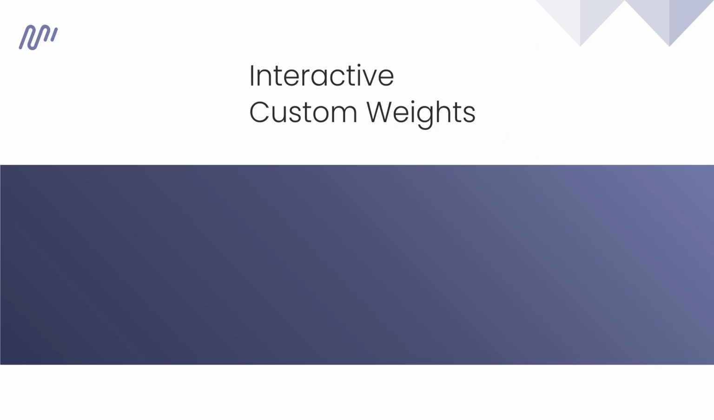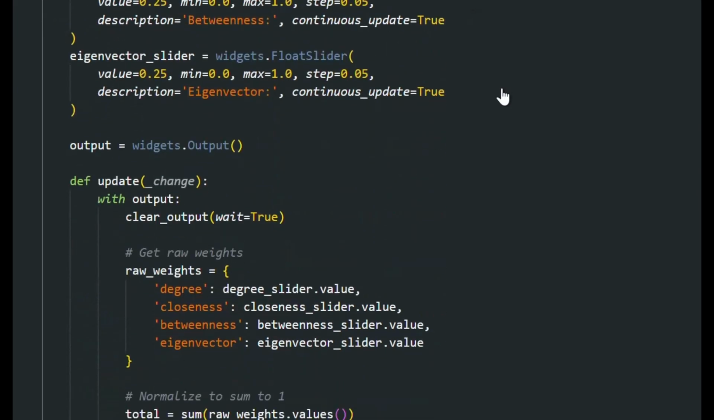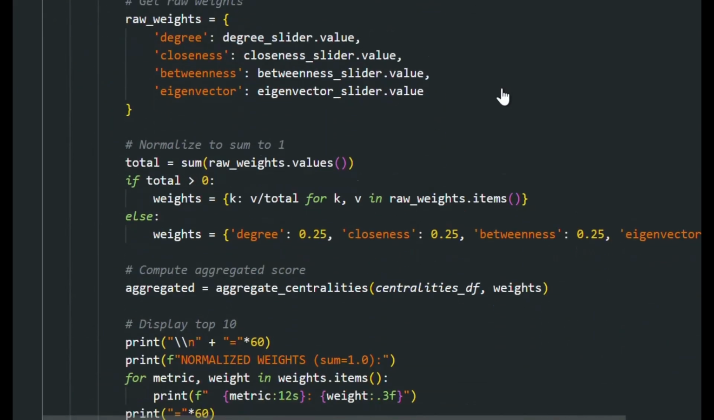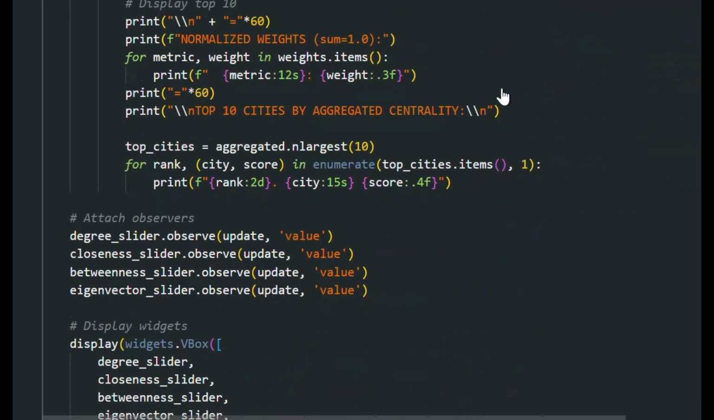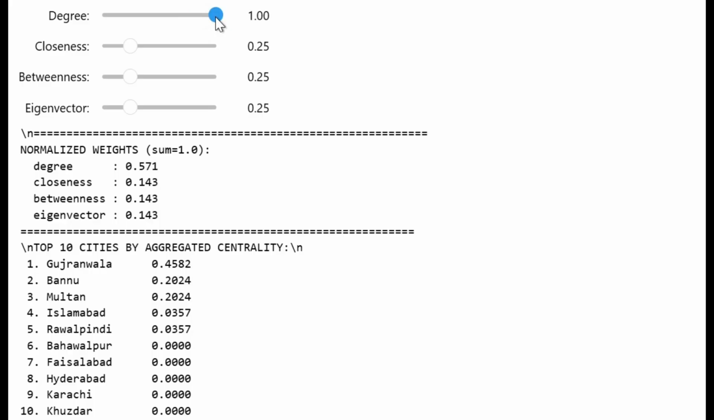Now let's demonstrate our fourth weighting scheme, the interactive custom weights. This allows users to manually adjust how much each centrality metric contributes to the final ranking. Notice how the city rankings update in real time. This gives researchers flexibility to test hypotheses about which network properties matter most for them.